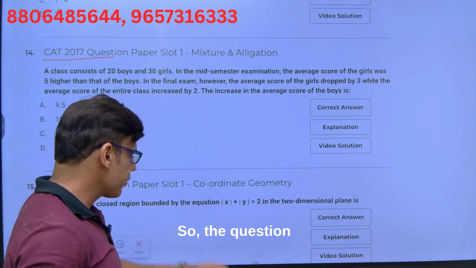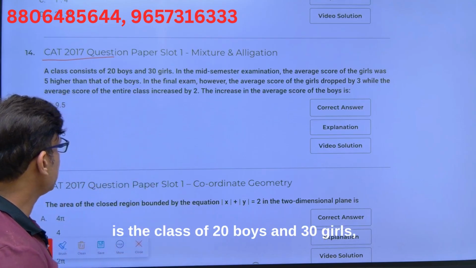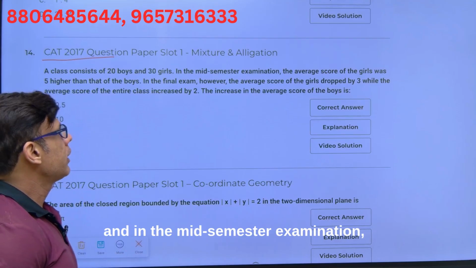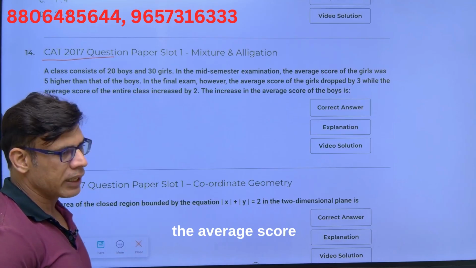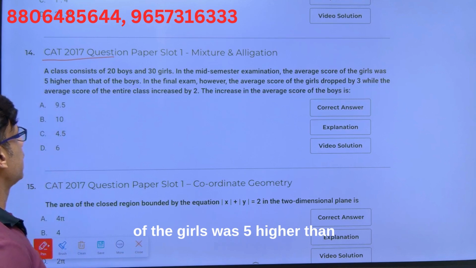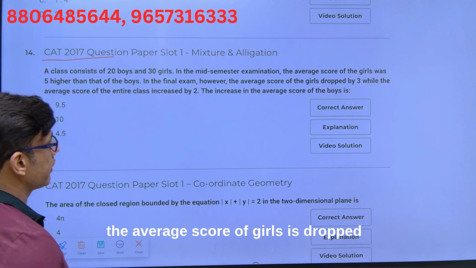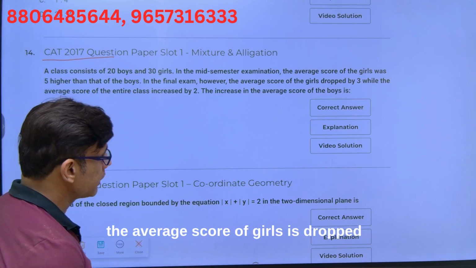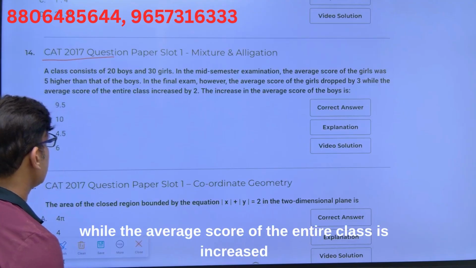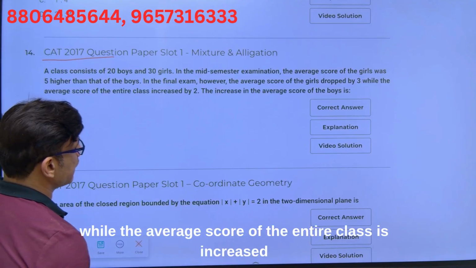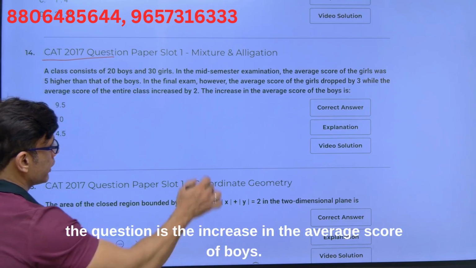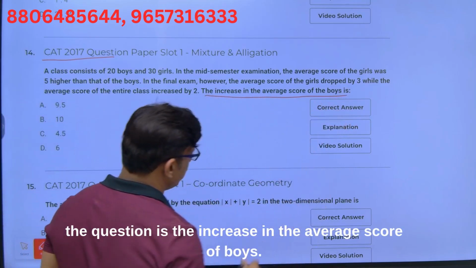So the question is: a class has 20 boys and 30 girls. In the mid-semester examination, the average score of the girls was 5 higher than that of the boys. In the final exam, however, the average score of the girls dropped by 3, while the average score of the entire class increased by 2. The question is the increase in the average score of the boys.